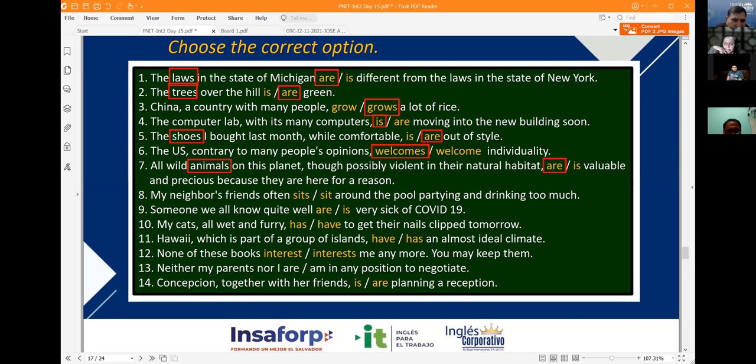My neighbor's friends, we're talking about friends. Neighbor's friends often sit around the pool, partying and drinking too much. Someone we all know, someone, third person. Indefinite pronouns are all singular. Someone is very sick of COVID-19. Okay, my cats, eliminate the information in commas. My cats have, cats, plural.